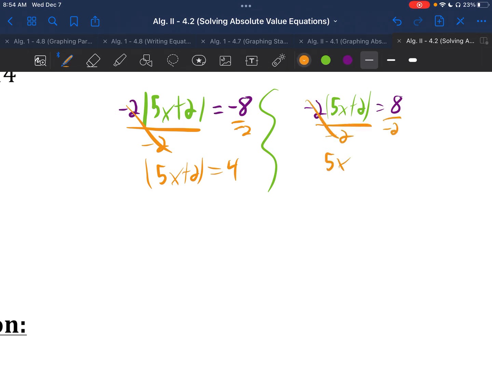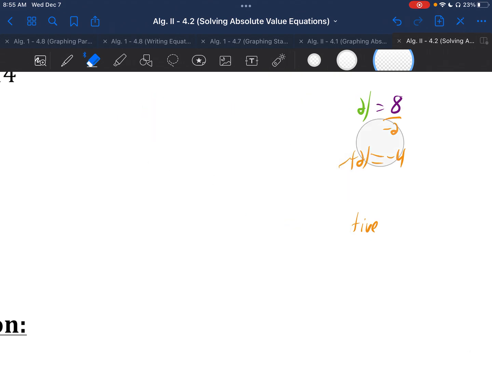It was equal to a positive 8, and you divide by a negative 2. Now, once again, the absolute value would equal a negative number. So whenever absolute value equals a negative is when you'll have an extraneous solution. So it would be a good idea to take note of that.